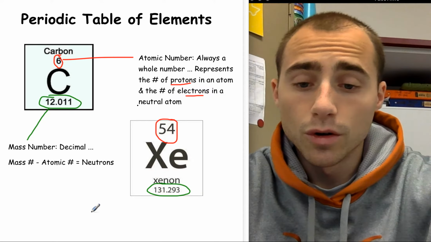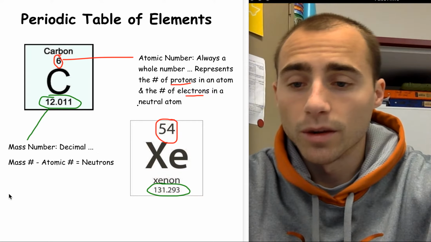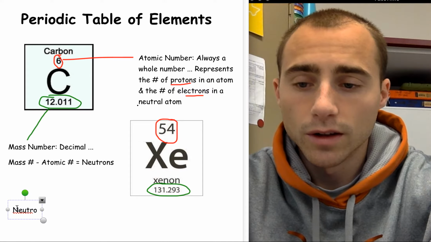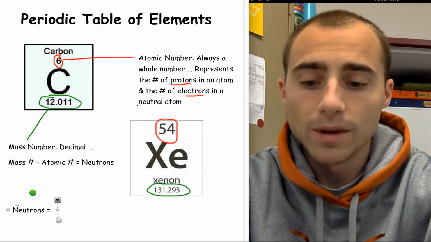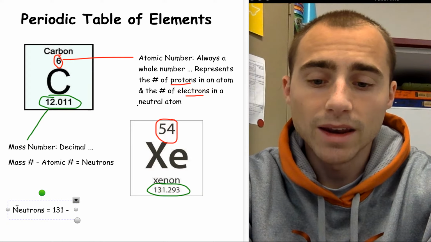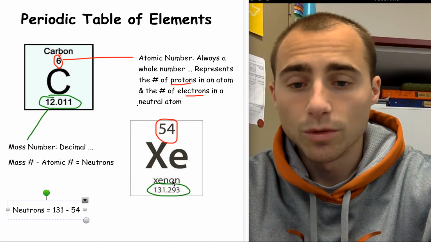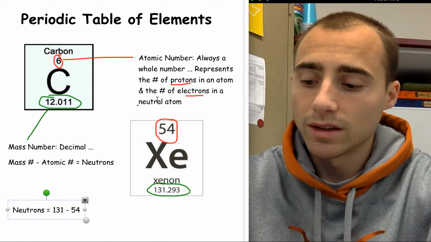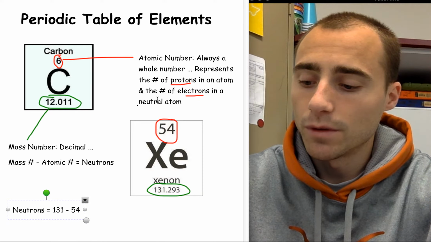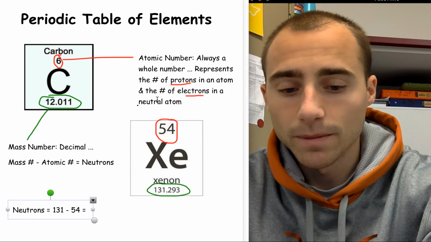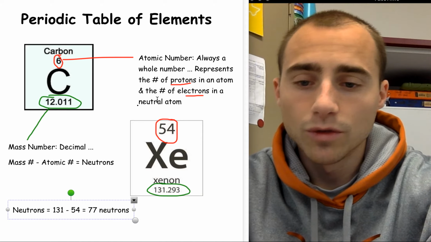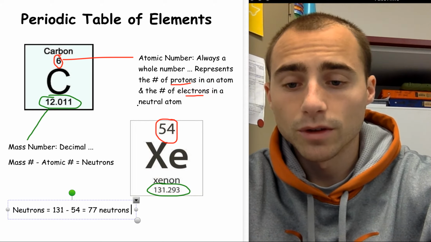And then to solve for our number of neutrons, we'd have to do 131 minus 54, because you do mass number minus atomic number. So 131 minus 54 gives me 77. 77 neutrons in xenon. You got those correct.